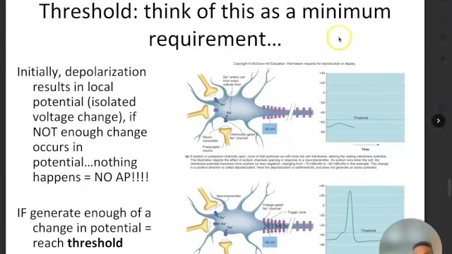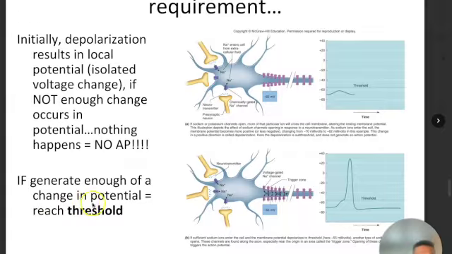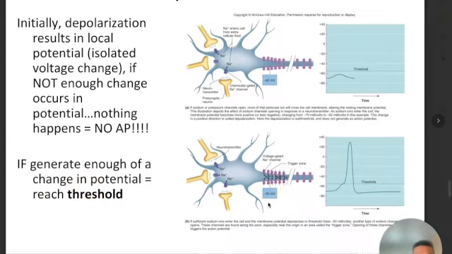Threshold, think about it as the minimum. For example, something touches you so little, you don't even know. Like a spider walking on you sometime at night, you don't even know that they're walking on you. Okay? Because it did not reach the threshold. So this is saying if it's not enough change to occur, nothing's going to happen. Like here, it's not even enough to get to zero. Okay, nothing's going to happen. Does not fire. If enough of the potential changes, it will reach the threshold. Okay, and it will fire.